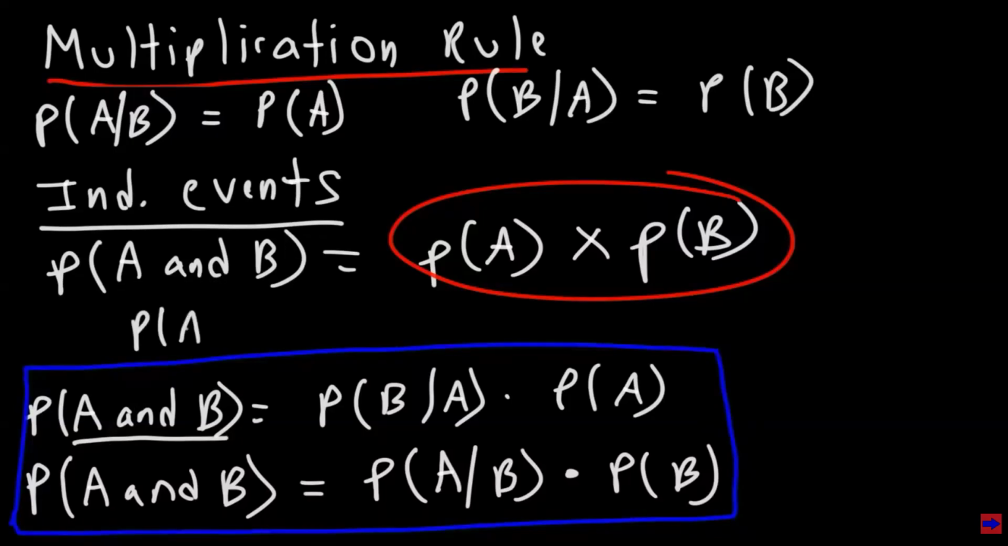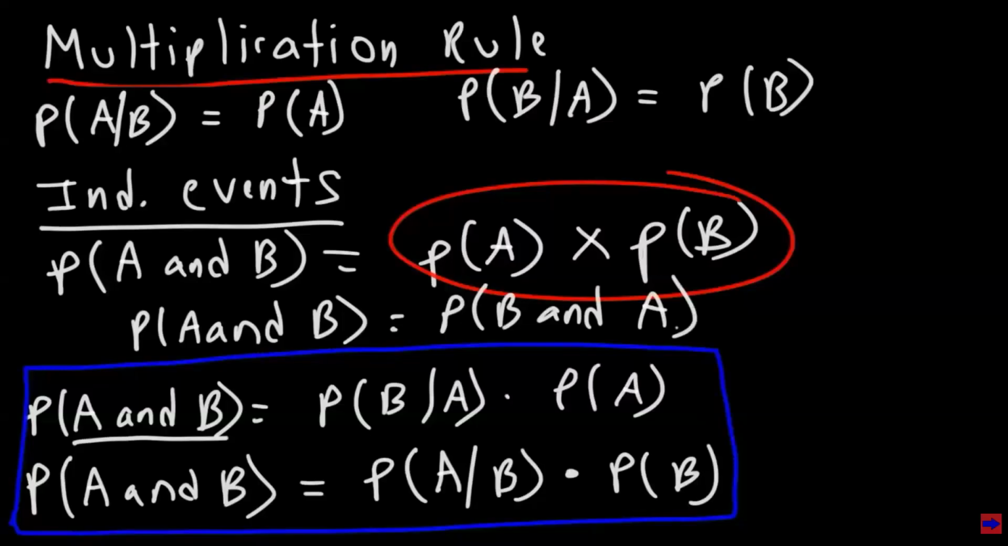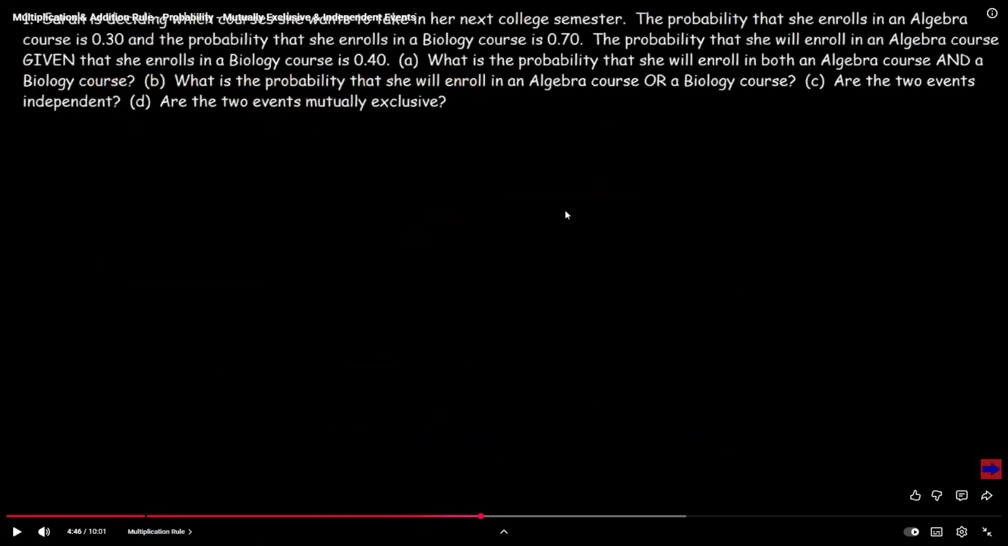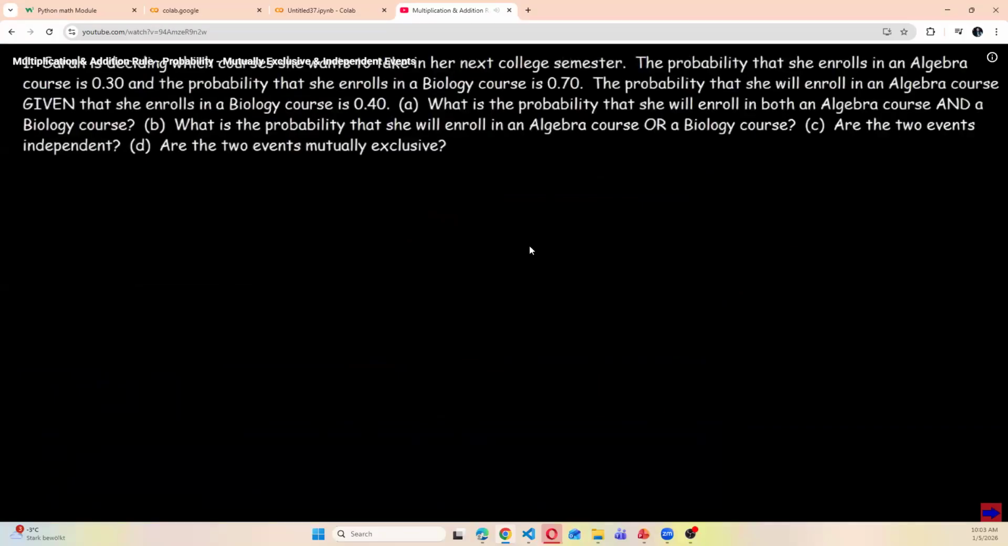Therefore, the probability of A and B occurring is the same as the probability of B and A occurring, because these two events occur at the same time. So I just want to add that clarification for those of you who may have questions on it. You can go through examples by yourself.